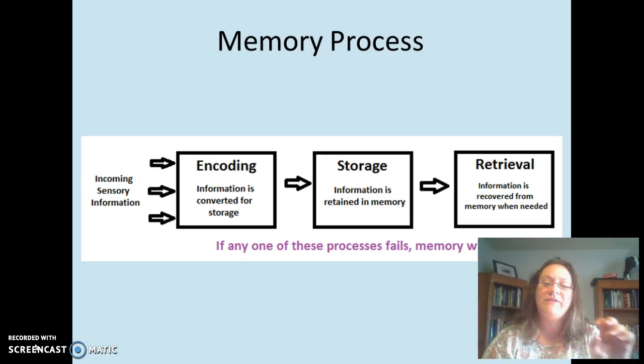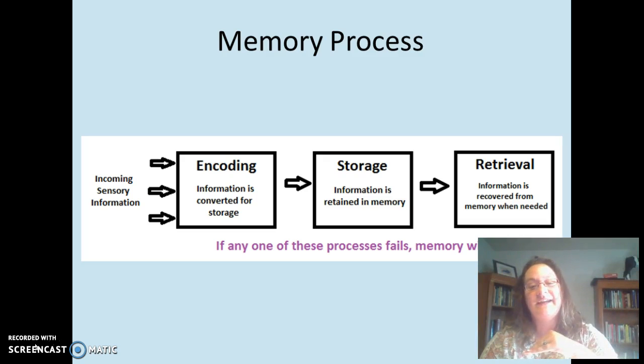At any part of this process, though, we can have one of these things fail. So you could not pay attention to something coming into your senses, you could not store it correctly, or you could have difficulty retrieving it. If at any point we have a failure there, then memory fails. So then you can't pull up the information when you need it.